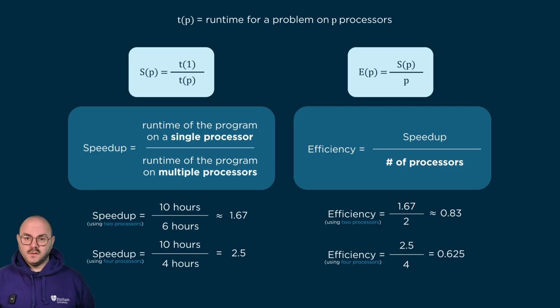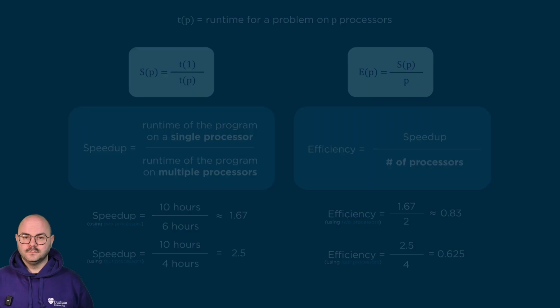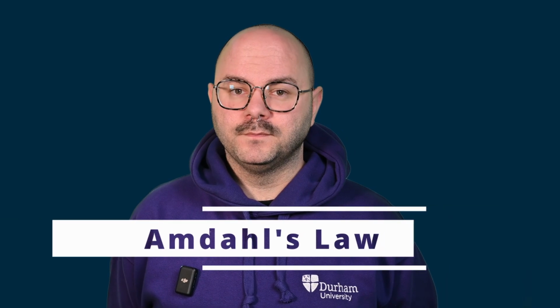Measuring and expressing these quantities is one thing. By modeling the speedup or efficiency, we can analyze and understand the performance of our codes. In 1967, Gene Amdahl published a paper in which he described a model for the speedup of a program as a function of the number of processors used, known as Amdahl's law.